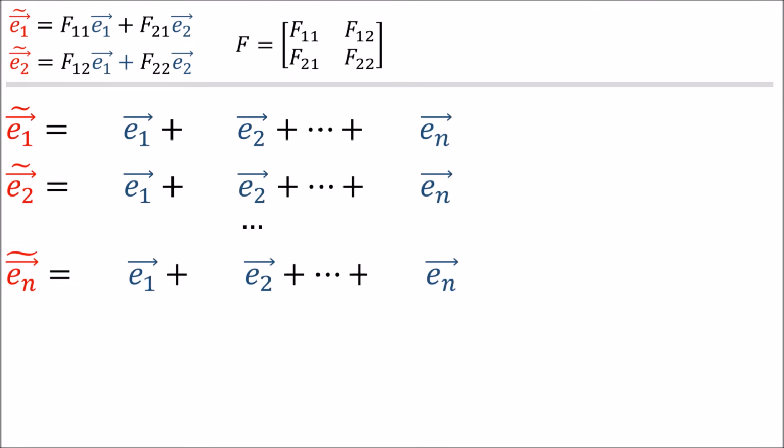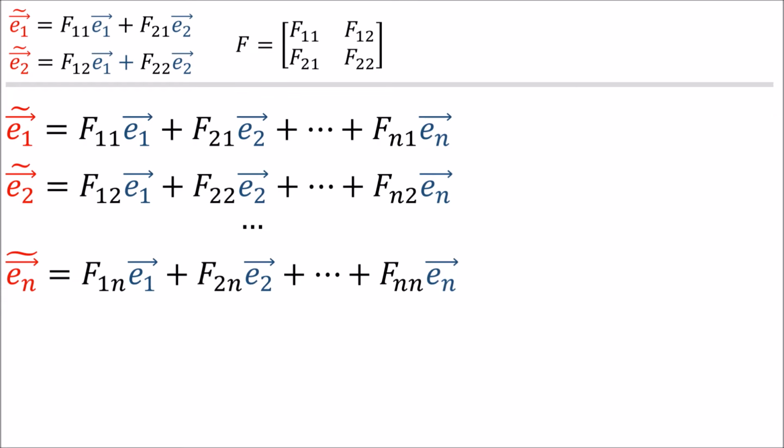We have n old basis vectors, e1, e2, all the way up to en, and we have n new basis vectors, e1 tilde, e2 tilde, all the way up until en tilde. And we need to decide how to build these new basis vectors out of the old basis vectors. And we do that just by choosing the right coefficients, so that all of these linear combinations work out properly.